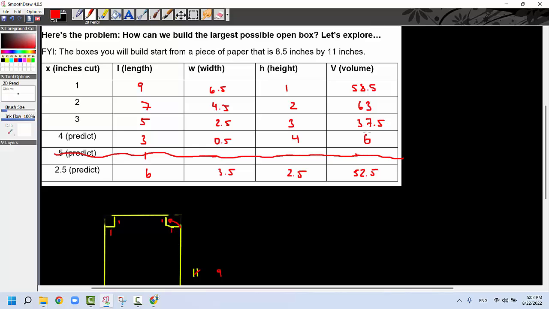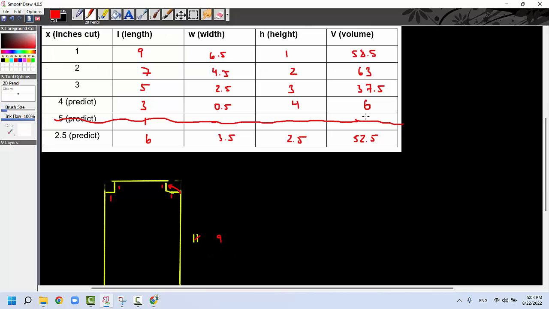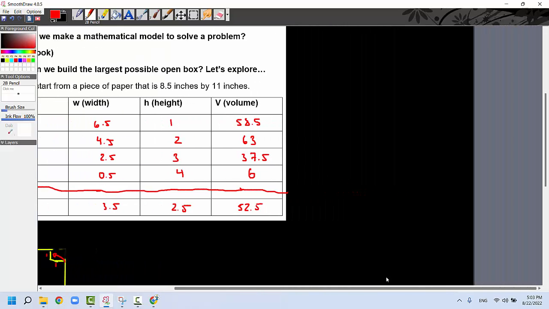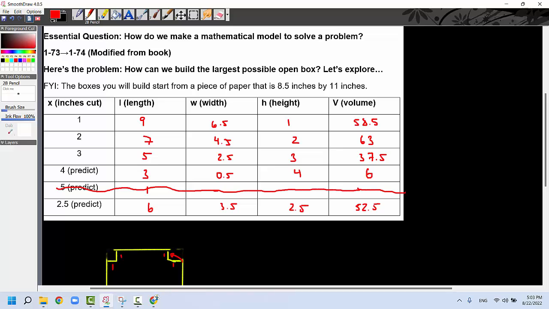So what I'm going to do now is try to create a function of volume so that if I input a particular side length that I'm going to cut out, I can find out what that volume is. I'm going to scroll this a little bit to the right, or maybe I'm just going to create some more space. Hang on, I'll be right back.